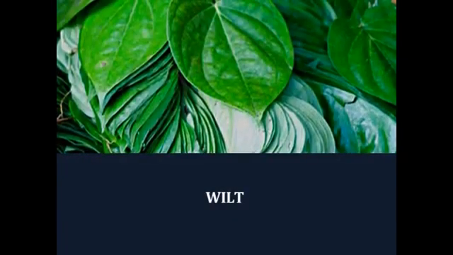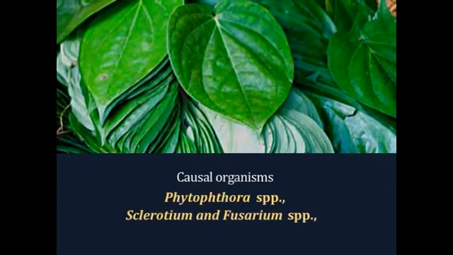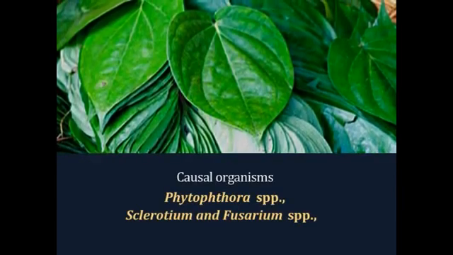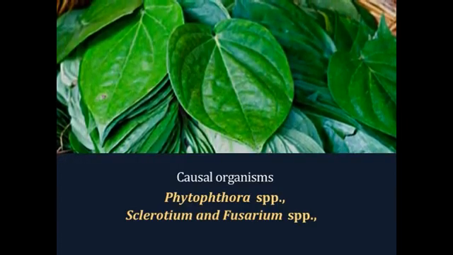First is wilt. Causal organisms associated with the disease are Phytophthora species, Sclerotium and Fusarium species. Now let's see the symptoms of the disease. Collar region is usually infected, where white mycelial growths over the infected area of stem with small mustard seed-like sclerotia appear. Shredding of infected bark, vine wilts and totally dries off.